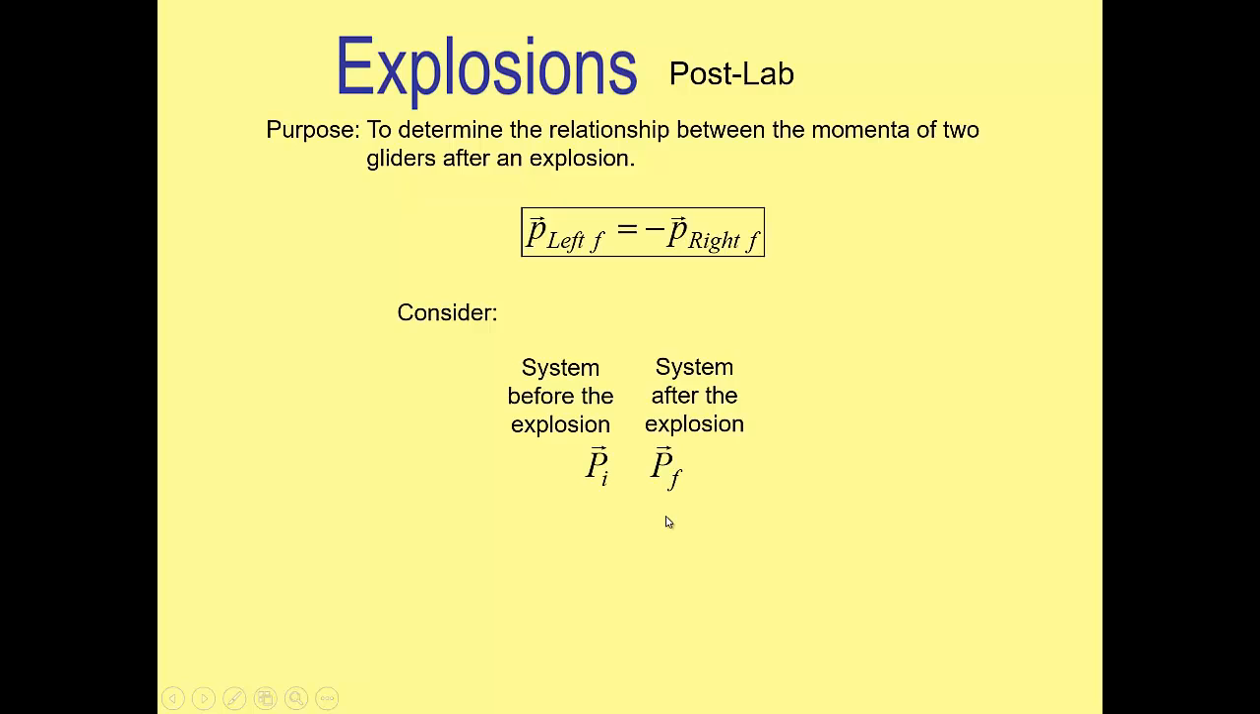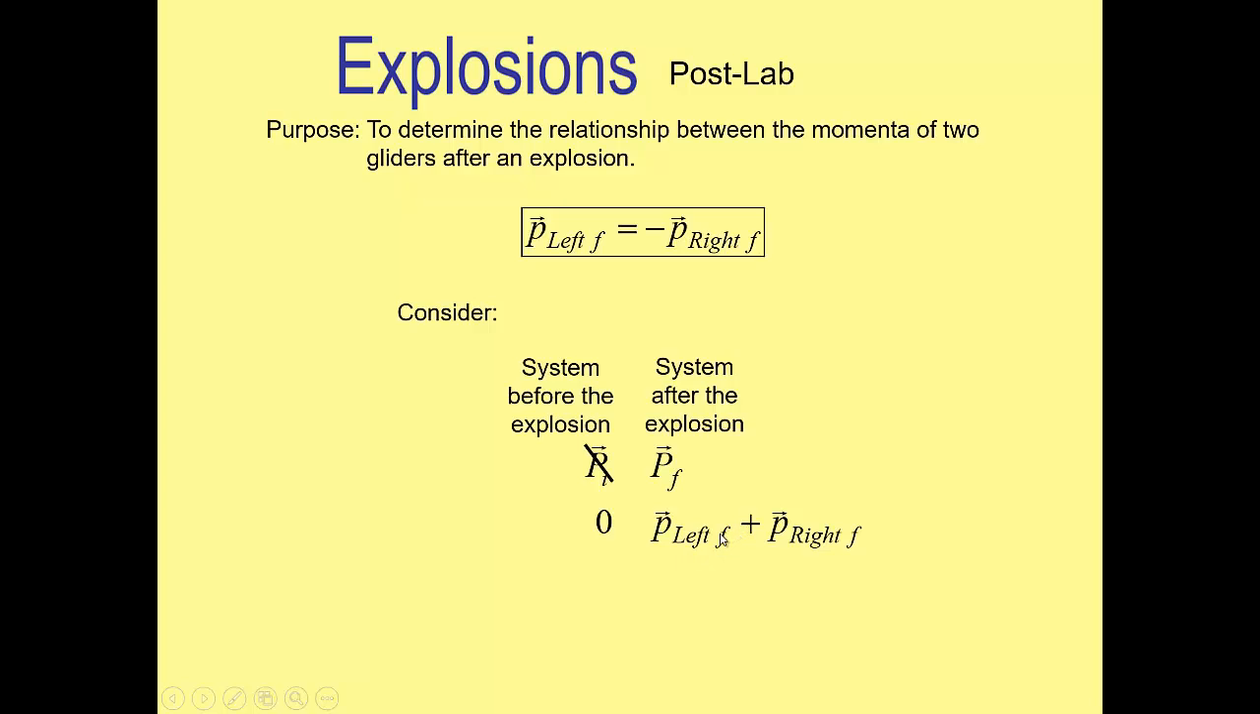Well, first off, what was the momentum of the two-cart system before the explosion? Yeah, it's 0, right? Because before the explosion, neither cart is moving. No movement, no velocity, no momentum. After the explosion, the momentum of the two carts is the vector sum of the momenta. So this is the momentum of the left cart plus the momentum of the right cart. And I'm using the F here again for final, meaning after the explosion.